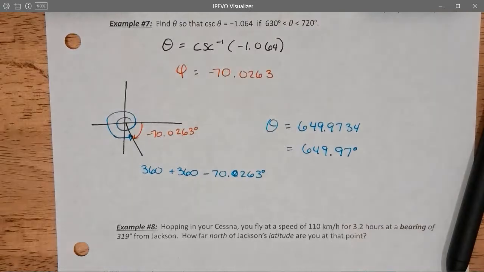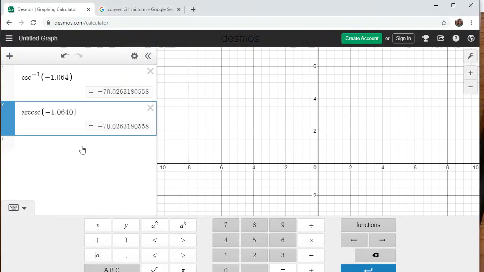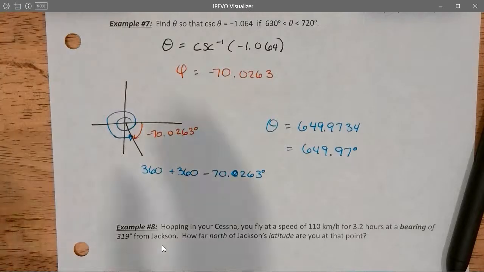Okay, just want to check it. So I'm going to go back over to my Desmos window and we're going to check that the cosecant of 649.97 degrees is about negative 1.064. And again, with rounding, you can round that to negative 1.064. So we have the correct angle in the right interval. It's between 630 and 720. Okay, so there we go.